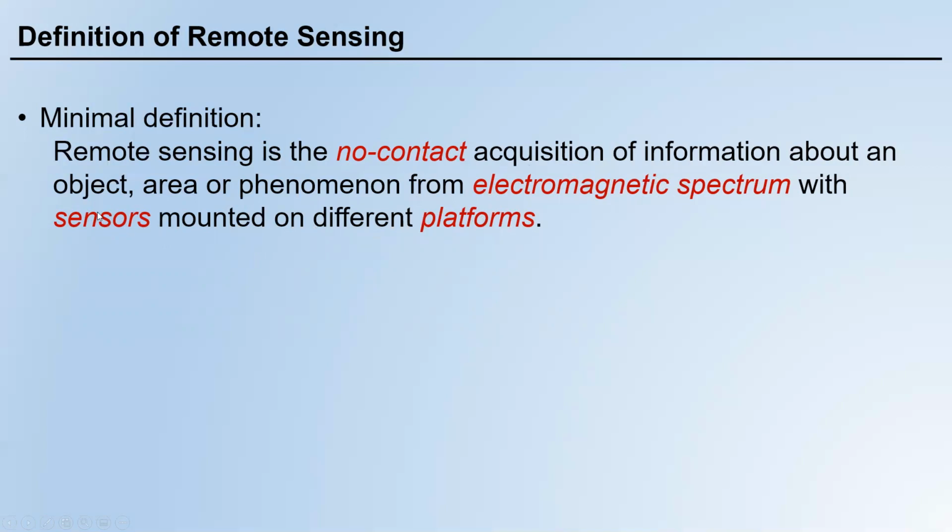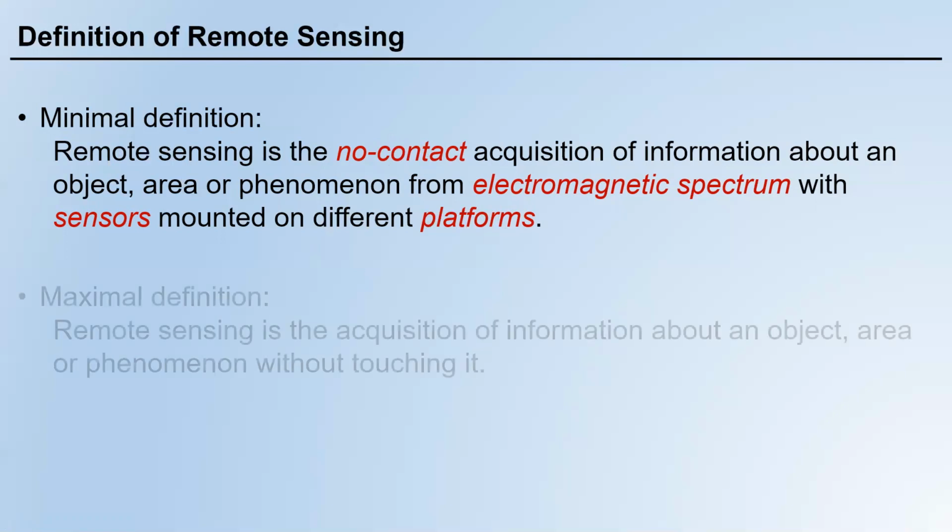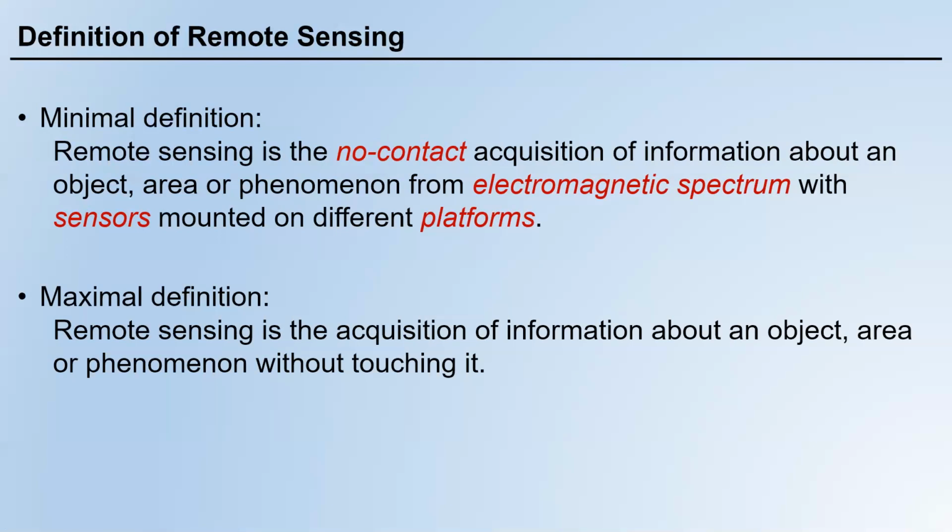So, non-contact, using EMR as the media, with sensors as tools mounted on different platforms. This minimum definition is actually the definition we use in this class, right? In this class, we talk about sensors, we talk about different types of remote sensing, we talk about the process of collecting data and how to process them. So in this class, we're using the minimal definition, but there is a maximal definition.